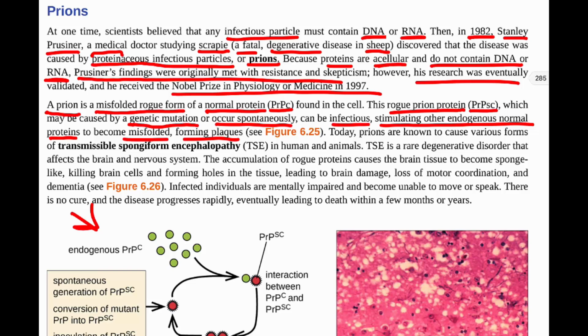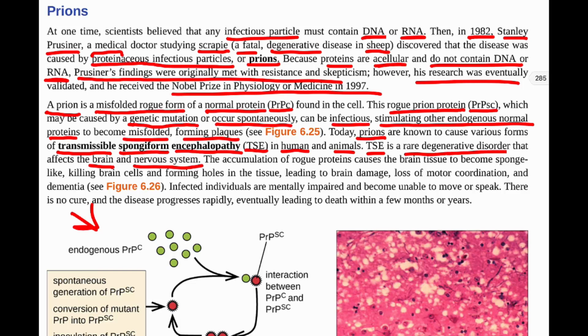So today, prions are known to cause various forms of what are called transmissible spongiform encephalopathy, or TSE, in both humans and animals. TSE is a rare degenerative disorder, so it's quite rare. It doesn't happen all that often. It is degenerative, meaning that the person is going to become worse and worse over time, and it affects the brain and the nervous system. So that's where we have found prions to be at this time.